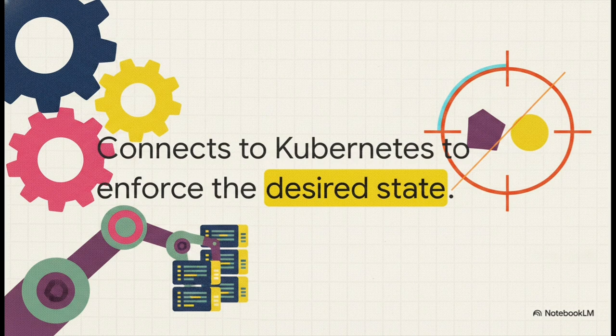So if the repo server is the quiet researcher, the application controller is the muscle. It's the enforcer.